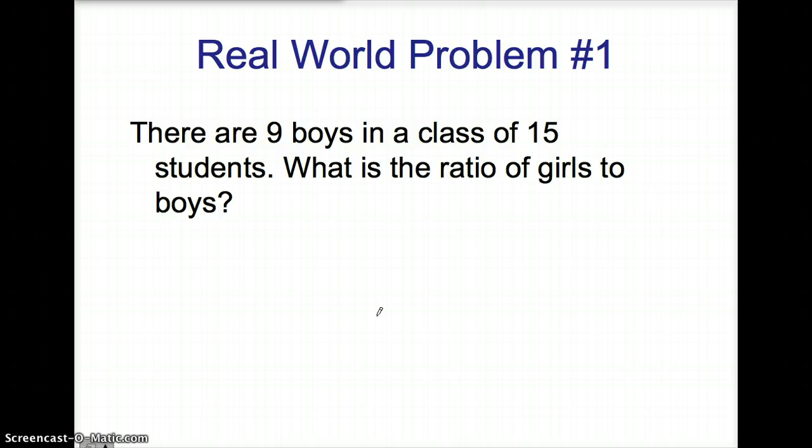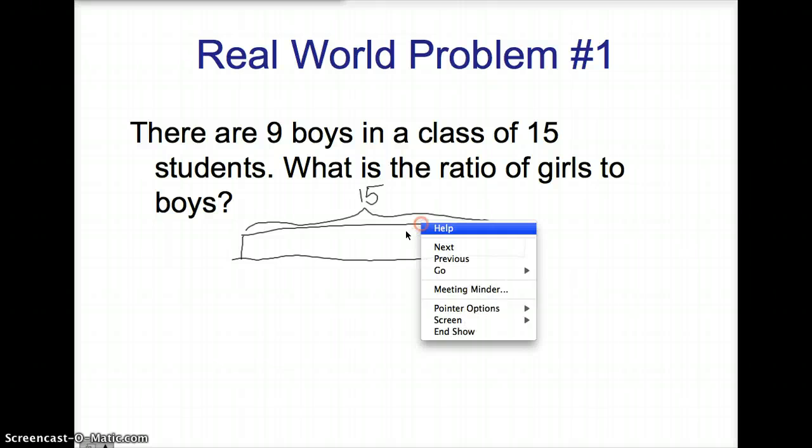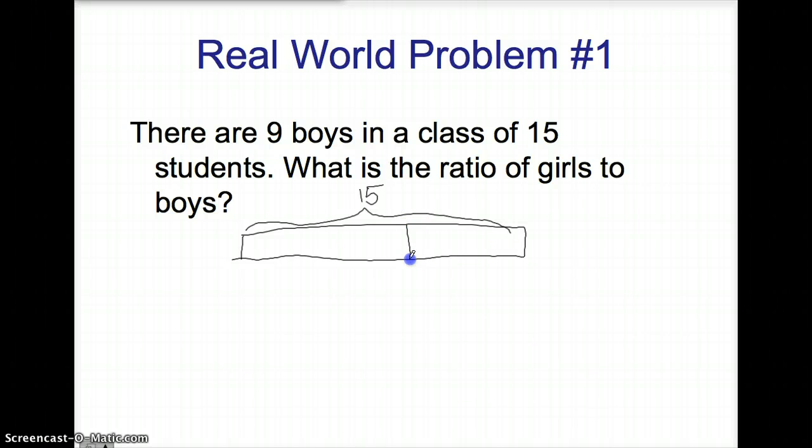Our first problem. There are 9 boys in a class of 15 students. What is the ratio of girls to boys? Well, we can draw a bar model. And so if our class has 15 students, we need to write that. And please make sure you take notes, so we can show that there are 15 students. And 9 of them are boys, so I can show it like this.